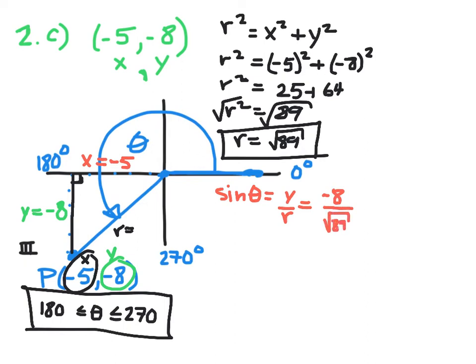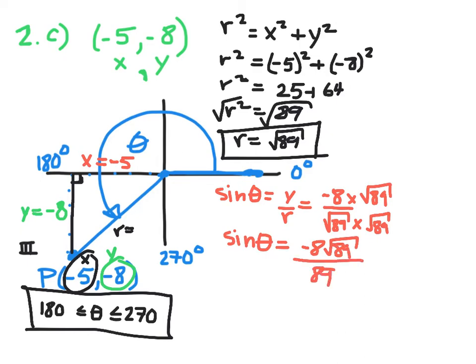Once again, you're going to have to rationalize this denominator. How do you rationalize the denominator? We'll have to multiply both top and bottom by the square root of 89, because we do not want to have radicals on the bottom of our fractions. So no radicals on the bottom. So you get -8 times √89, which is -8 √89. And on the bottom, √89 times √89 is 89.